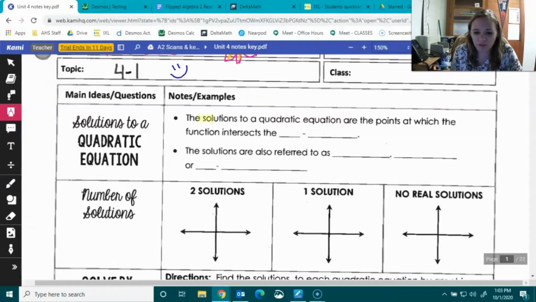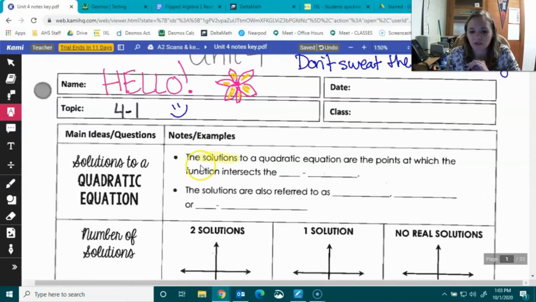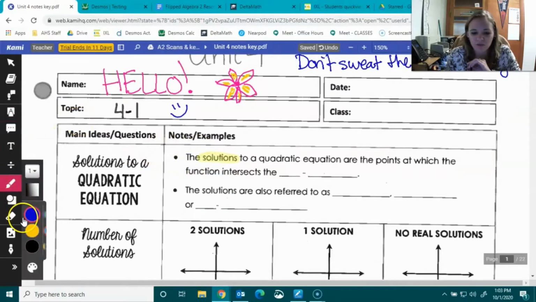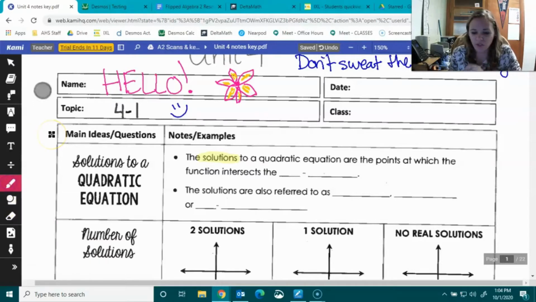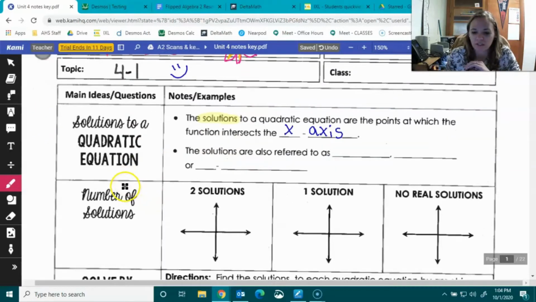If we want to get the solutions to an equation, and this should be review, solutions are just where the equations meet. When you have two equations, that's where the solution is. But when you only have one equation, it's wherever you intersect the x-axis. So we're going to fill that in. The solutions are where it intersects the x-axis.